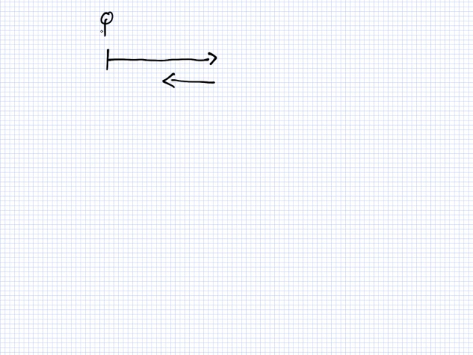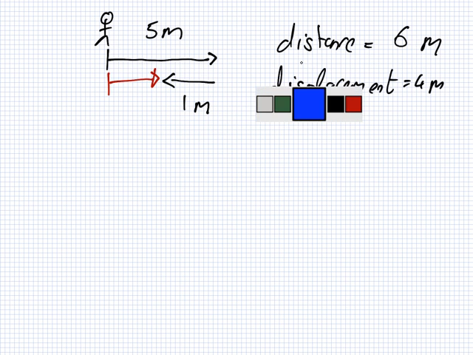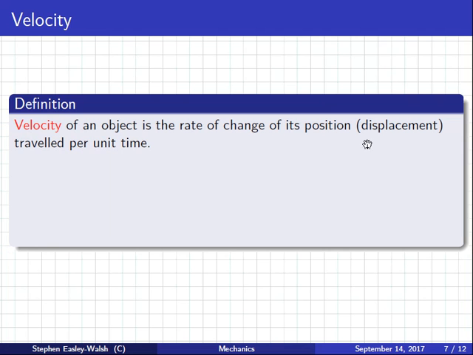This man walks 5 meters right and then 1 meter left. So you say his distance is 6 meters. Makes sense, right? But his position, or his displacement, is 4 meters, because he is only 4 meters from where he started. So just be careful, there's a difference between distance and displacement. They're not the same.